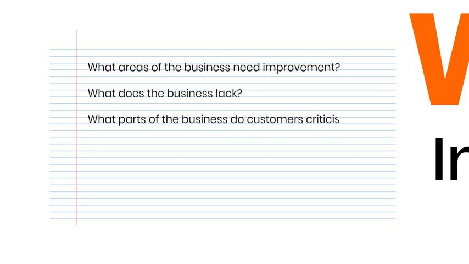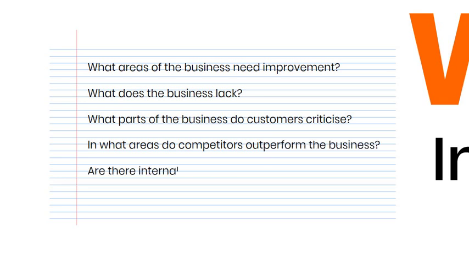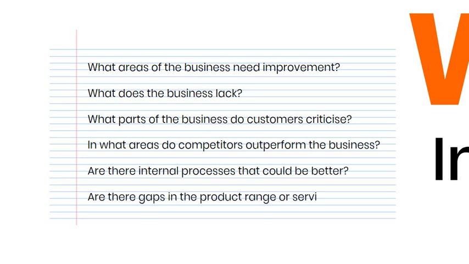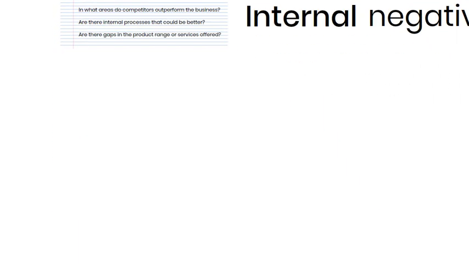What parts of the business do customers criticize? In what areas do competitors outperform the business? Are there internal processes, for example, customer service or quality control, that could be better? Are there gaps in the product range or services offered?